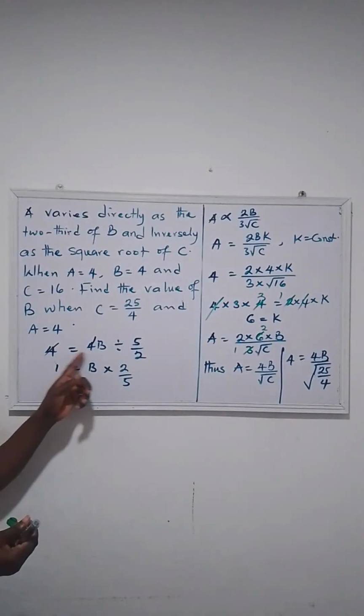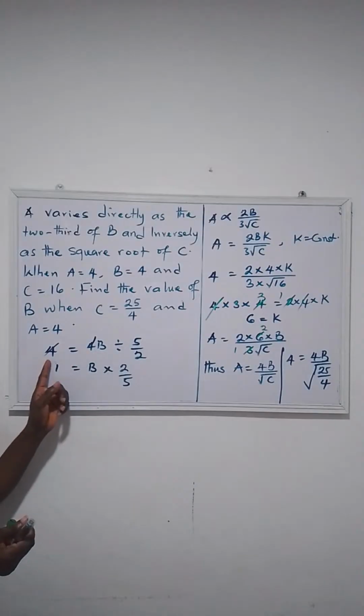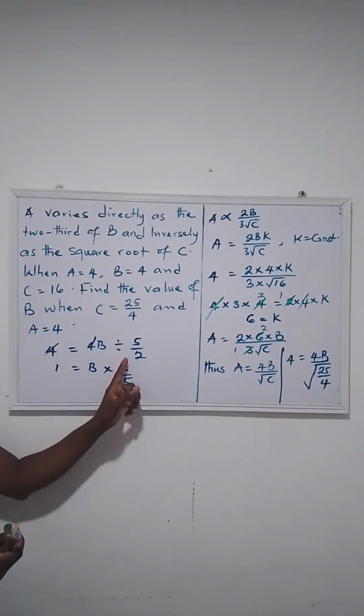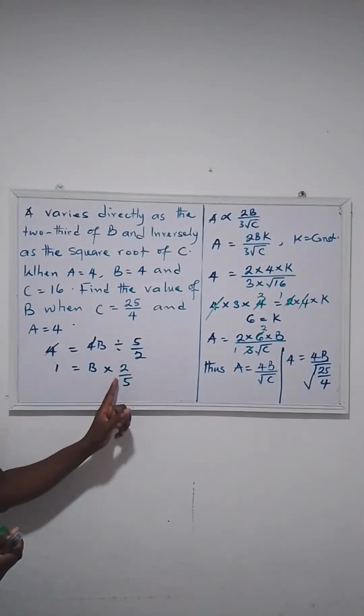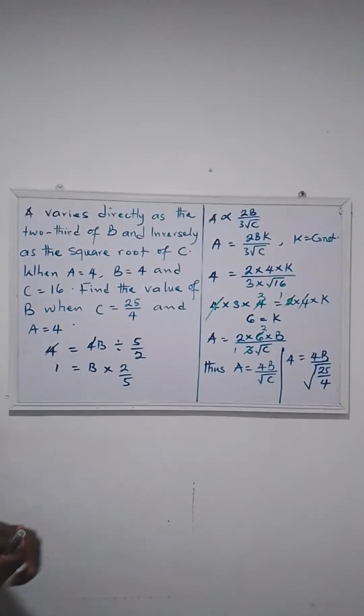So I'm doing two things at the same time. So I divided both sides by 4. Okay, and here you change this to multiplication. So 2 goes up and 5 comes down.